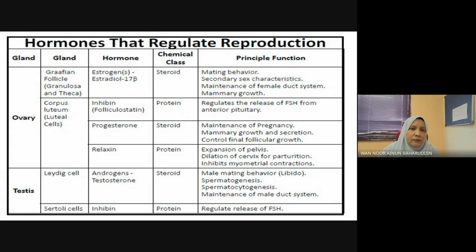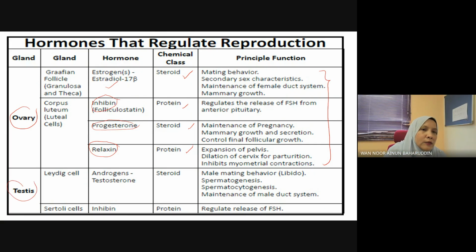Okay, this is all the chemical class of the hormones. Inside the ovary, we do have classes of steroid, what we call estrogen, protein, what we call inhibin, steroid, we call progesterone, as well as protein, what we call relaxin. They do have all of these principal functions that we have discussed before.